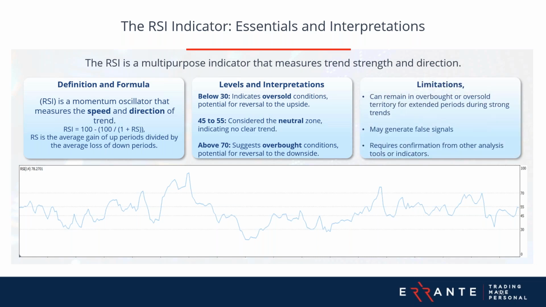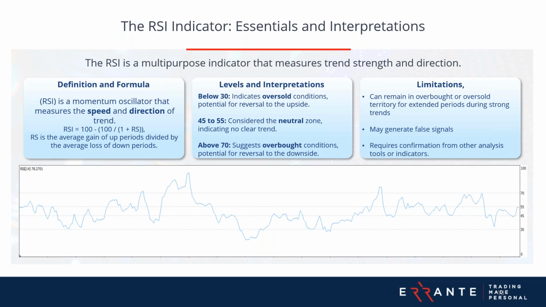Now, no indicator is perfect. Please pay attention to this. And the RSI is no exception. Here are three limitations to keep in mind. First, the RSI can remain at extreme levels during strong trends. So if there is a powerful upward trend, the RSI may stay above 70 for an extended period, misleading you to think a reversal is imminent when it's not.